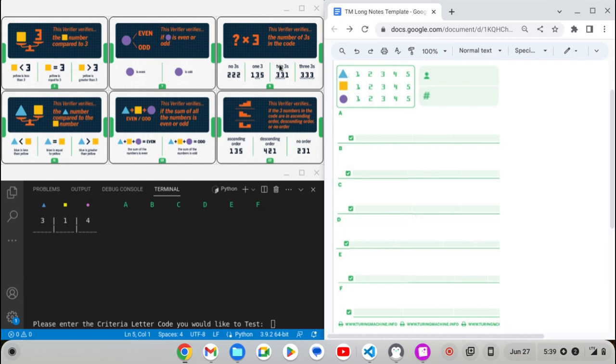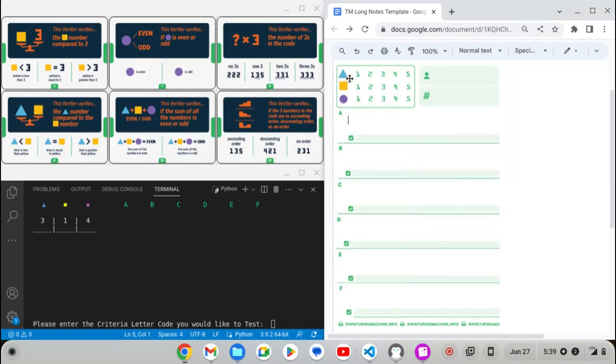Criteria card C looks at the 3-digit solution, and the Turing machine will let us know how many of those digits are 3. Will there be no 3s? Will there be a single 3? Perhaps 2, maybe even all 3 will be 3. Criteria card D looks at the first 2 digits, the triangle and square, and compares them. So should the value of triangle be less than square? Should they be equal, or should triangle be greater than square?